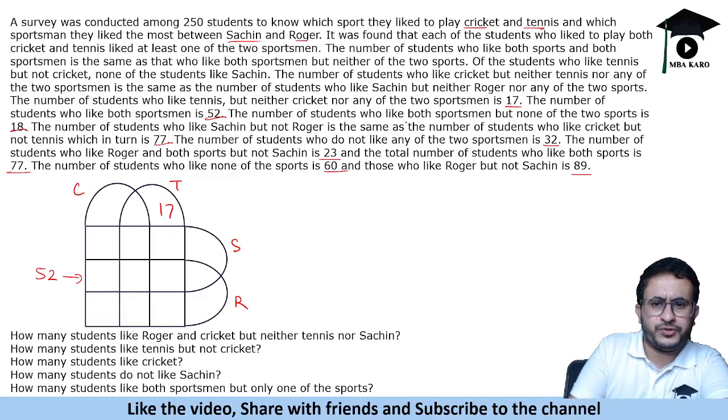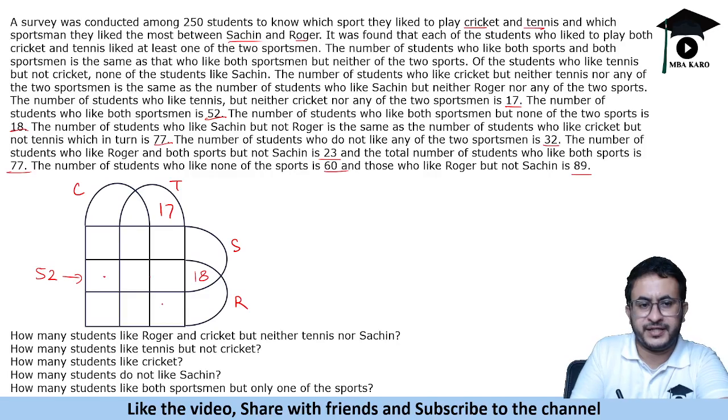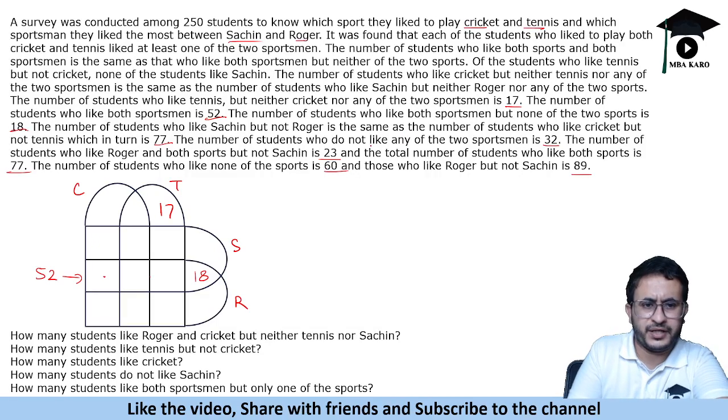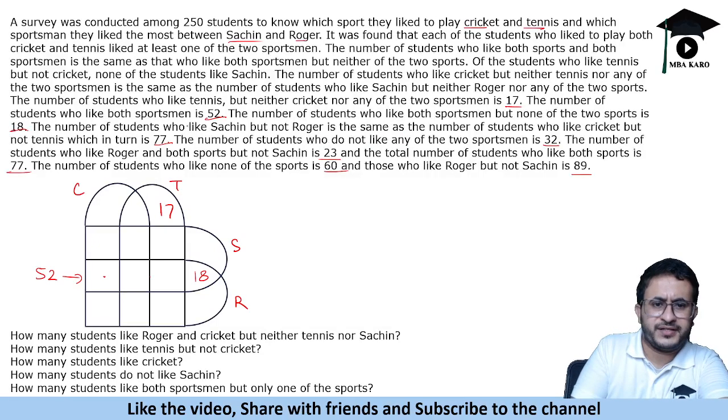The number of students who like both sportsmen but none of the 2 sports is 18. So this is 18. The number of students who like Sachin but not Roger is the same as the number of students who like cricket but not tennis, which in turn is 77. Sachin but not Roger, 77. And students who like cricket but not tennis, that is also 77.